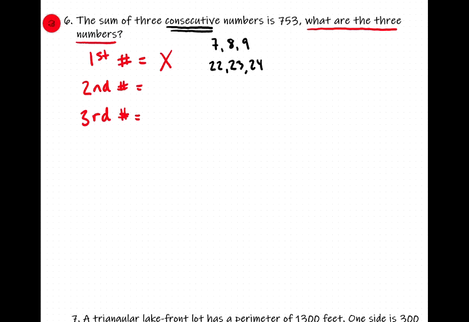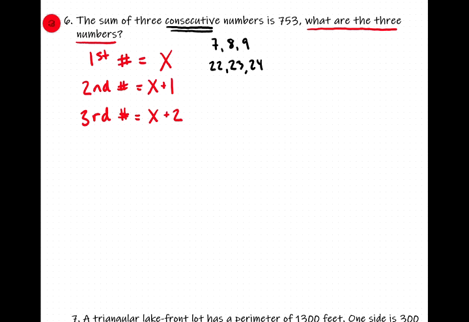So we could express the second number symbolically as 1 more than the first. So we could call the second number x plus 1. And the third number, with consecutive numbers, you're always adding 1. So the third number should be 1 more than the second number. So if the second number is x plus 1, we could add 1 to that, and we'll have x plus 2. Now we've expressed the three consecutive numbers as x, x plus 1, and x plus 2. And that's how consecutive numbers always work.